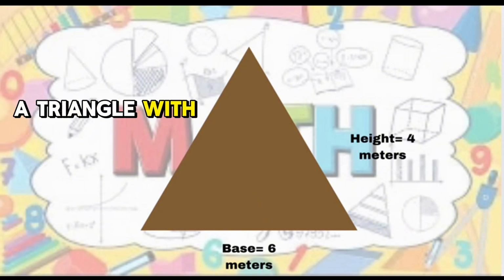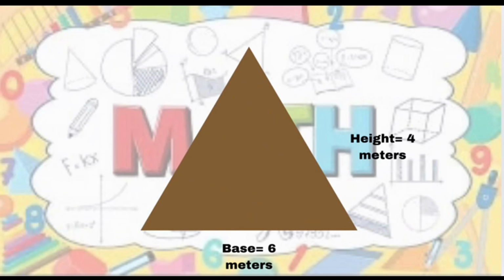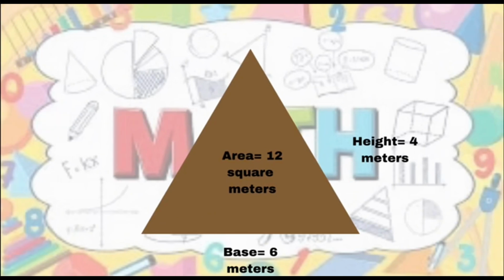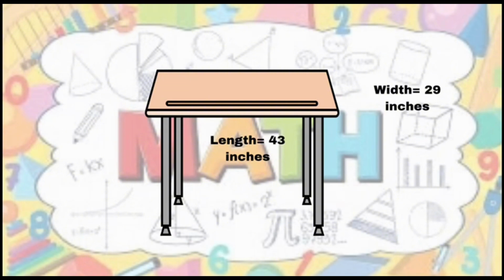A triangle with a base of 6 meters and height of 4 meters. What is its area? Yes, you got it again. It's 12 square meters. Now, let's put your skills to the test with some real-life word problems.